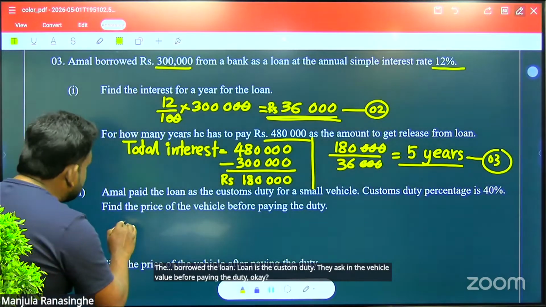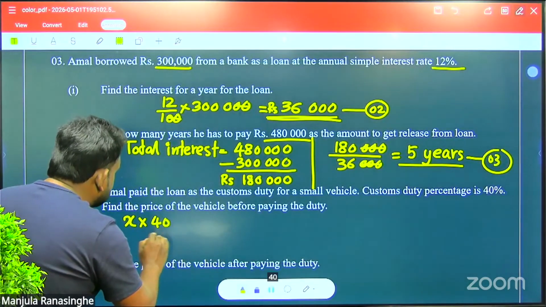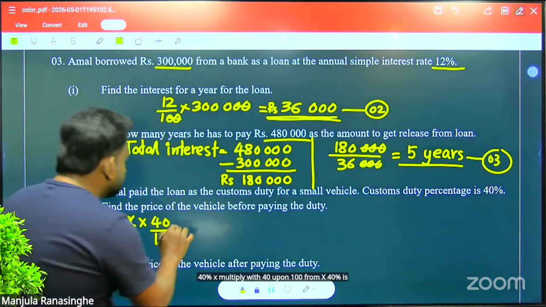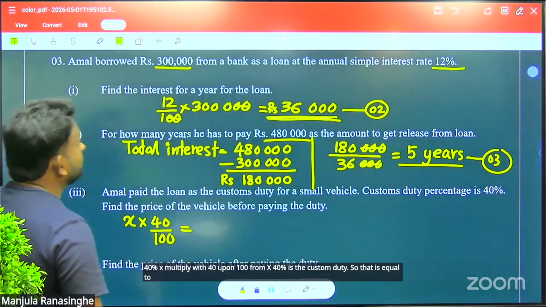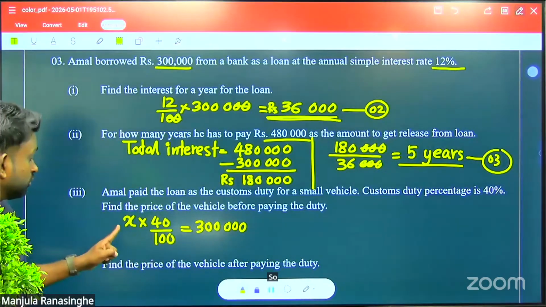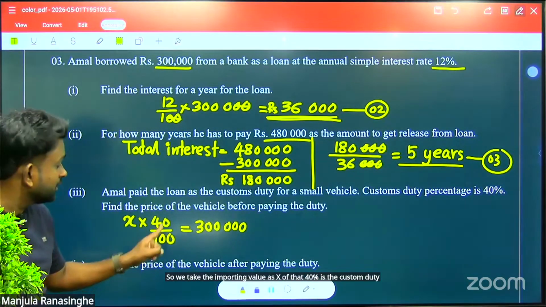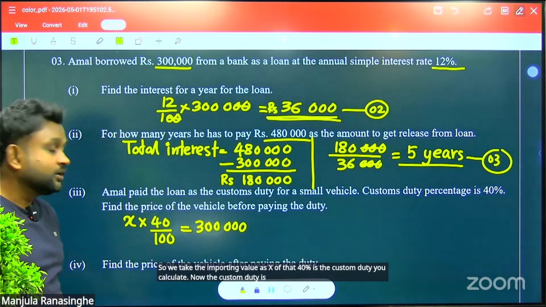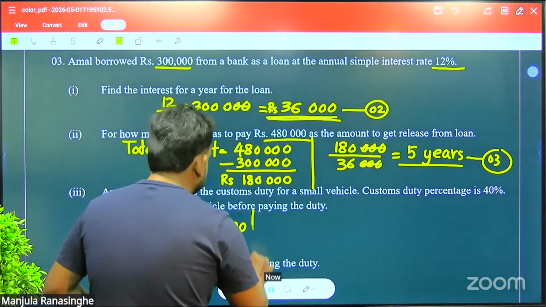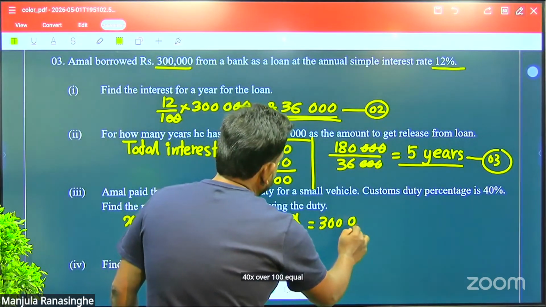I take the vehicle value as x. Of the x, 40% is the custom duty, so x multiplied by 40 upon 100. That is equal to the custom duty they paid, 300,000. So we take the importing value as x, of that 40% is the custom duty. The custom duty is 300,000, so you equate that value to 300,000. Now simplify: 40x over 100 equals 300,000.